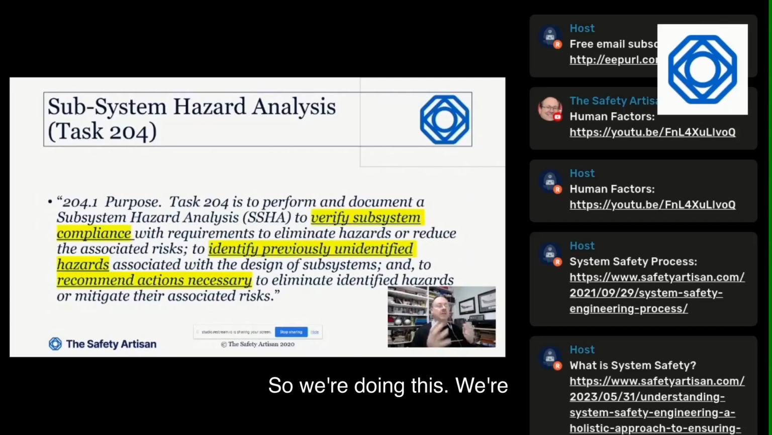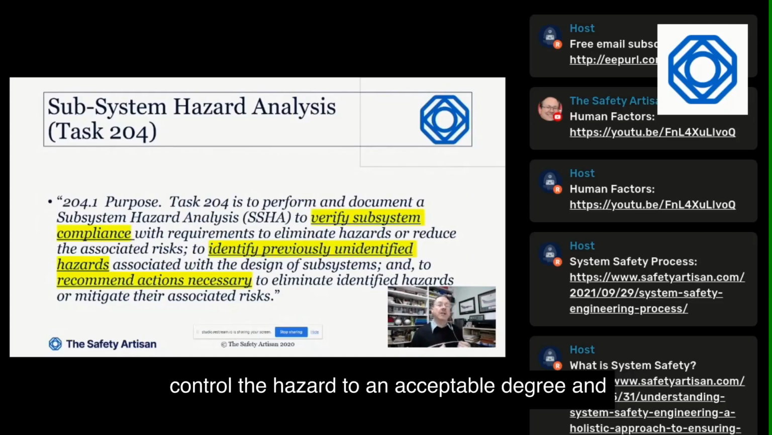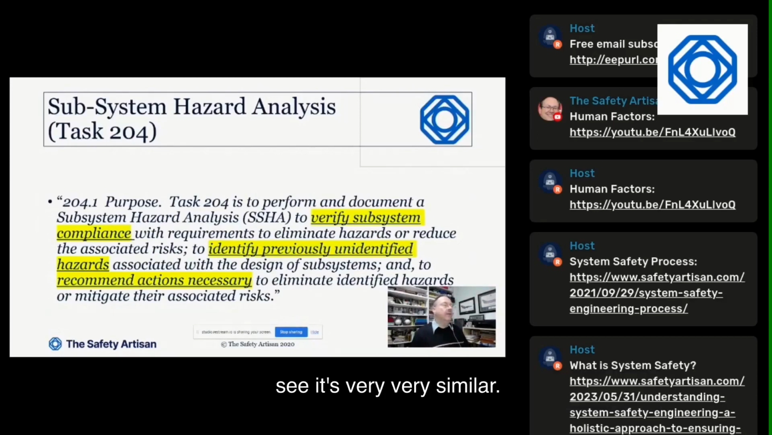So we're not doing analysis for analysis' sake, we're doing it ultimately to identify controls that will control the hazard to an acceptable degree, an acceptable level, whatever that might be. So that is basically task 204. When we get to 205, you'll see it's very, very similar. Just a slightly different language.